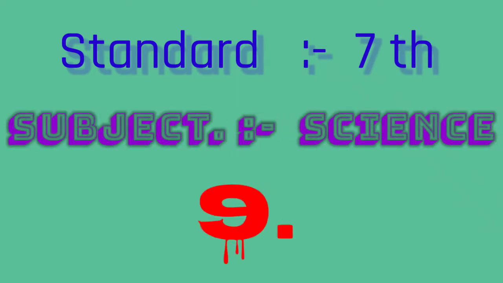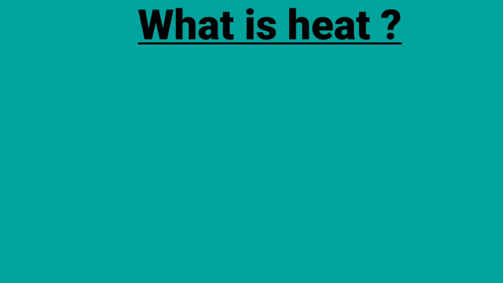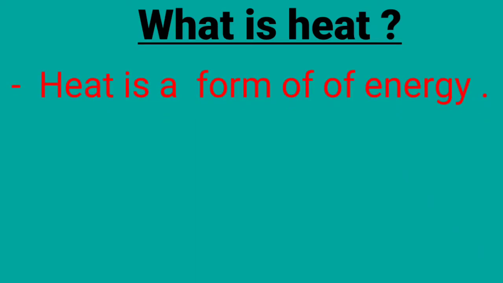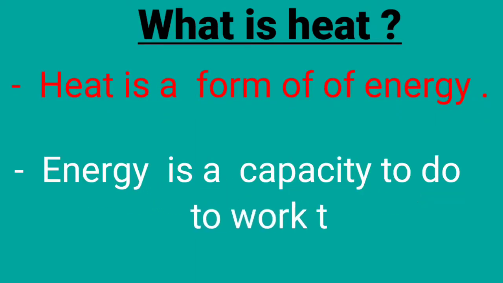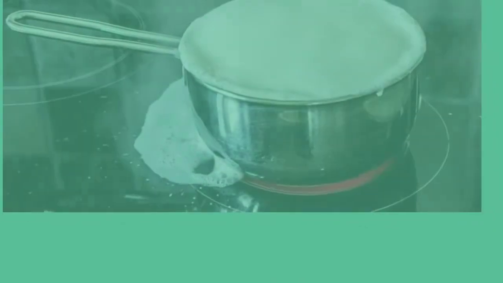Today we are going to learn Standard 7, Subject Science, Chapter number 9, Heat. Firstly, see what is the meaning of heat. Heat is a form of energy, and we know energy is the capacity to do work, so heat must be able to perform work. Let's see some examples.